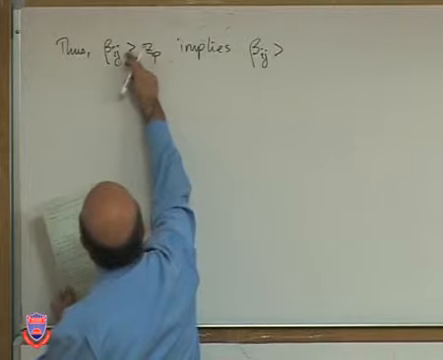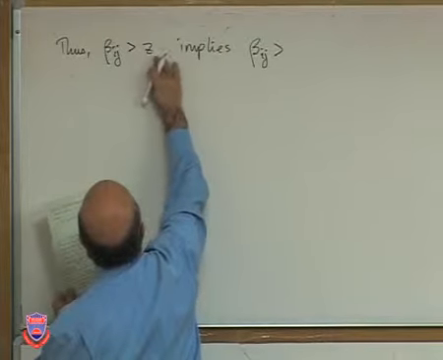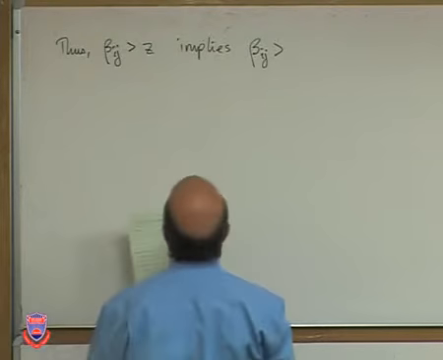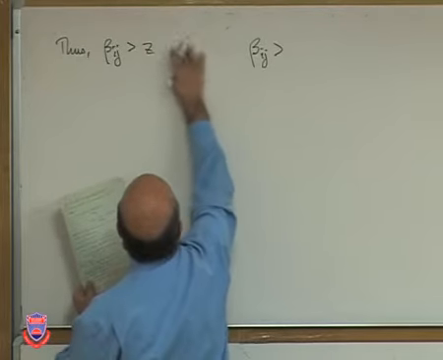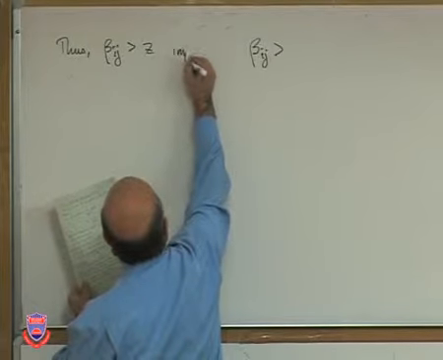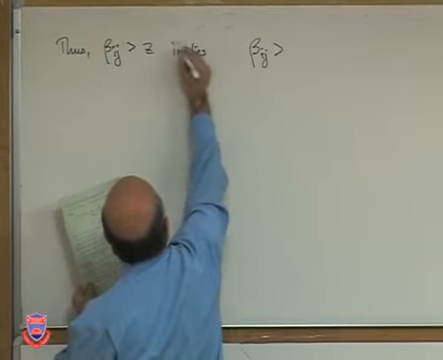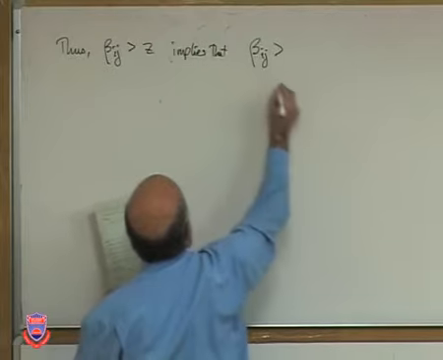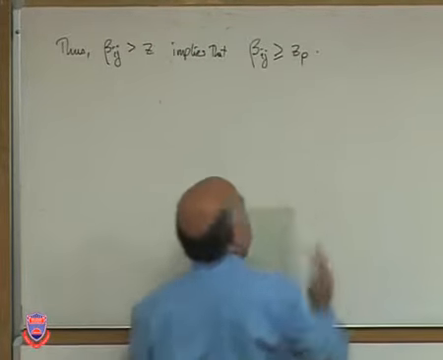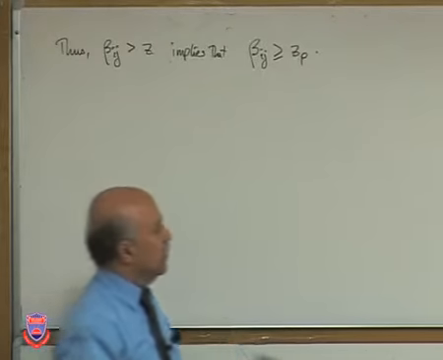Sorry, I want to change that, just a second. Whenever beta ij is greater than Z, this implies that beta ij is greater or equal ZP. Does everybody agree with that?